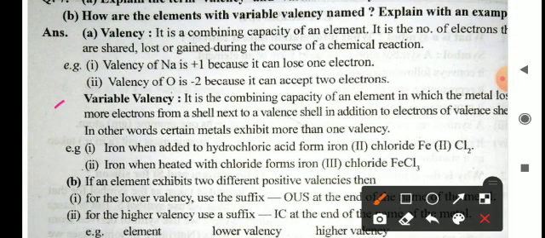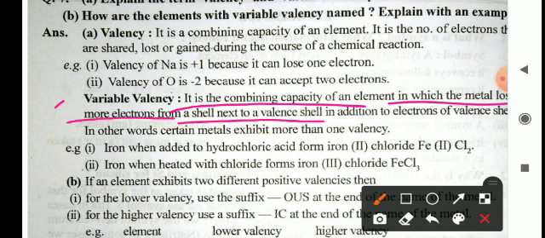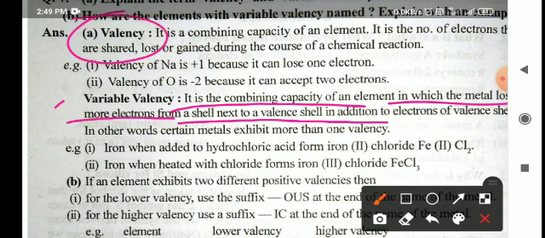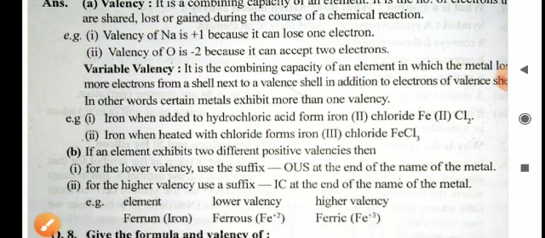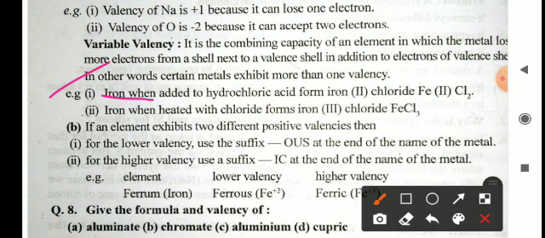Variable valency is the combining capacity of an element in which a metal loses more electrons from a shell next to the valence shell, in addition to the electrons of the valence shell. When an element loses only one type of electrons, single, double or triple, then it is known as the valency. When an element can lose electrons in different shells, it is called variable valency. Example: iron when added to hydrochloric acid forms FeCl2, then it shows a valency of 2.